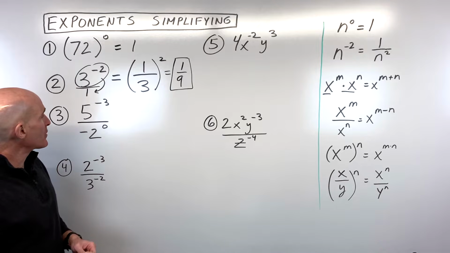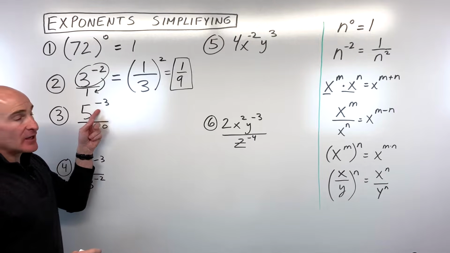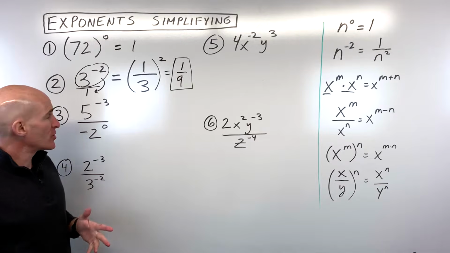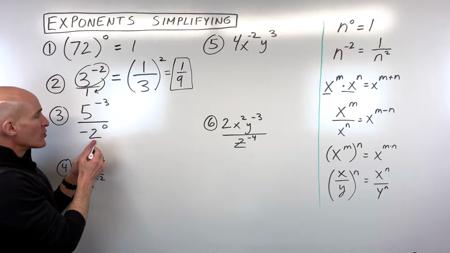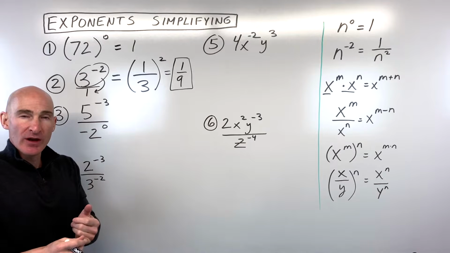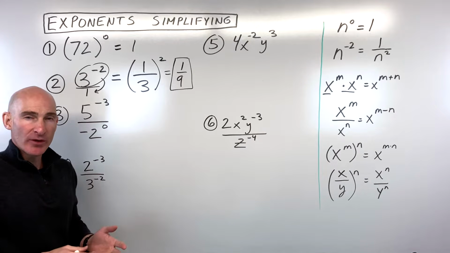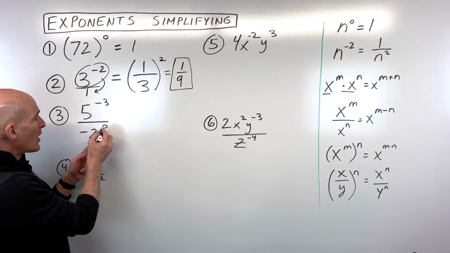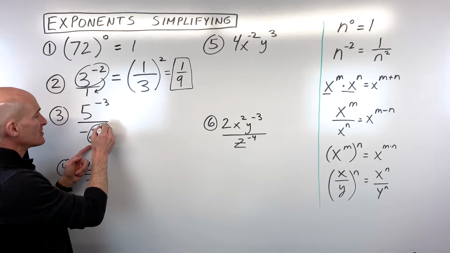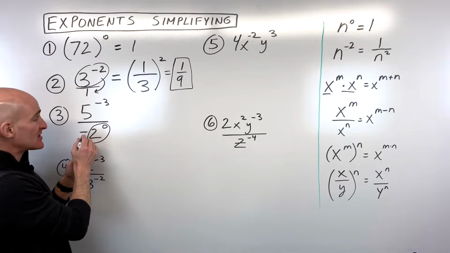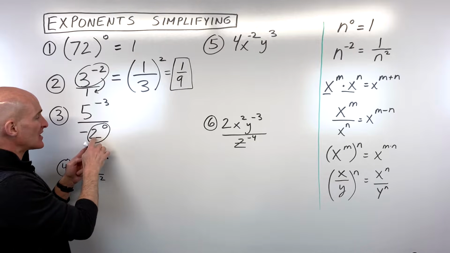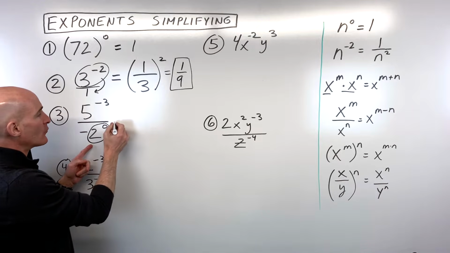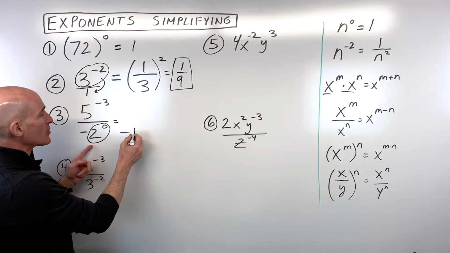Okay, for number 3 here, we've got 5 to the negative third and negative 2 to the 0. Now this one's a little bit of a trickier one because remember your order of operations, the parentheses, exponents, multiplication, division, addition, subtraction, the PEMDAS. Well, here you want to do this exponent first and then multiply by this negative second because it's not in parentheses. So we'd say 2 to the 0 is 1. 1 times a negative is negative 1. So what we have is a negative 1 here.